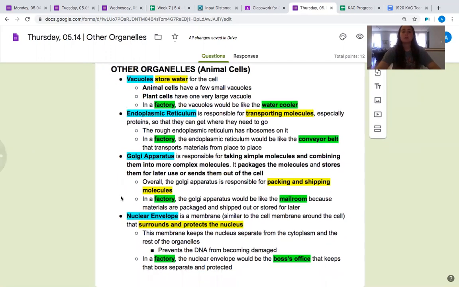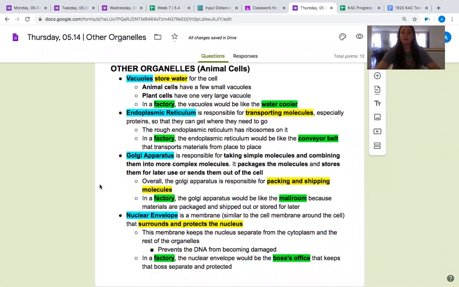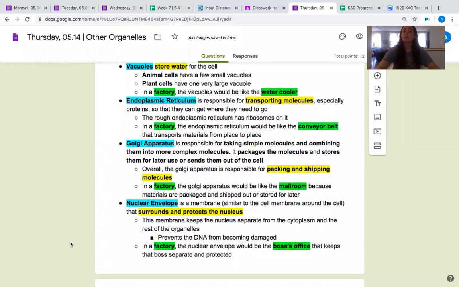All right. The Golgi apparatus is responsible for taking simple molecules and combining them into more complex molecules. It packages the molecules and stores them for later use or sends them out of the cell. Overall, the Golgi apparatus is responsible for packing and shipping molecules. In a factory, the Golgi apparatus would be like the mailroom, because materials are packaged and shipped out or stored for later.